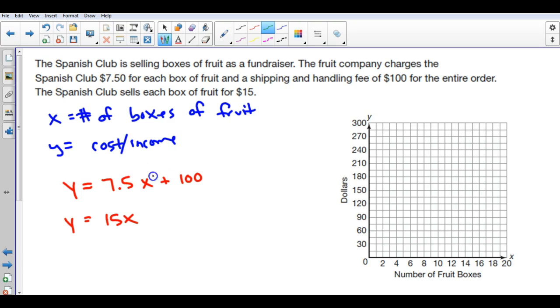I'm going to start with this top one, and we're going to find basically after how many boxes they are going to be able to break even. Anything past that, they'll be making their money. If they don't sell enough at that point, they'll be losing money. So let's get a graph for these.